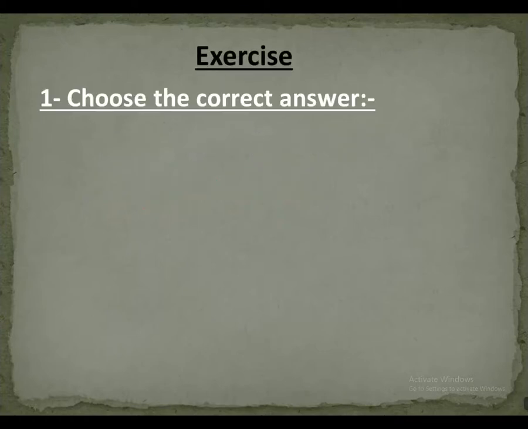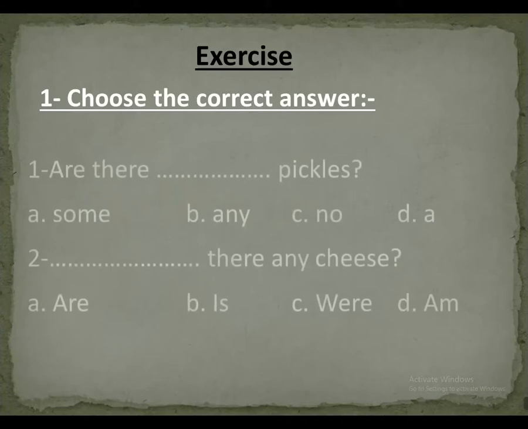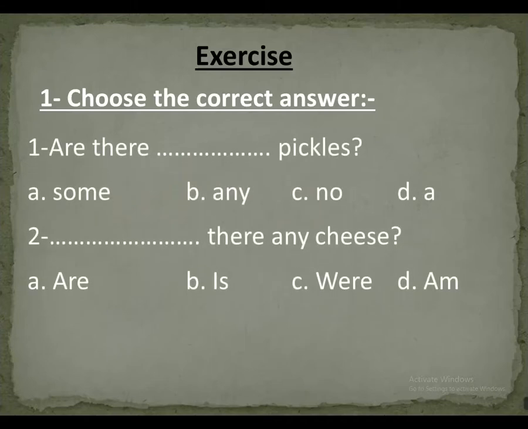Exercise. Choose the correct answer. Number one, are there any pickles. We use any in the question. Okay, are there any pickles? Number two, there any cheese? Cheese is uncountable, so we should use is there any cheese.